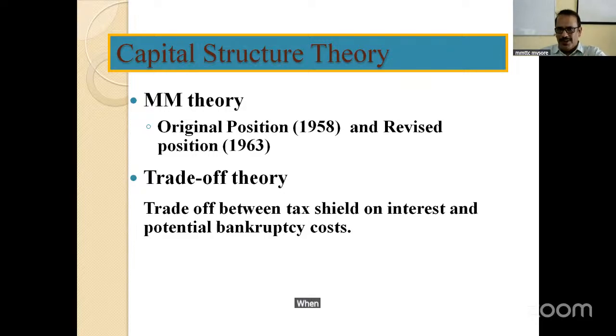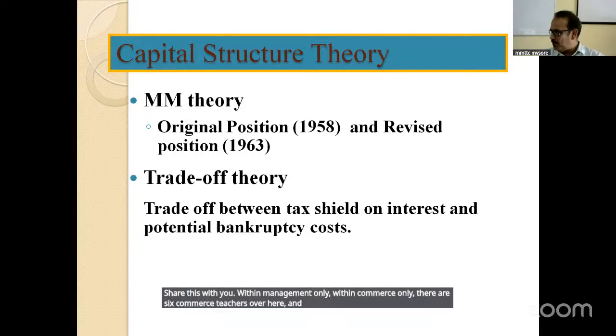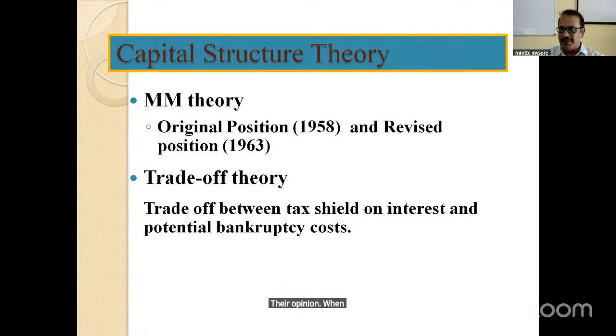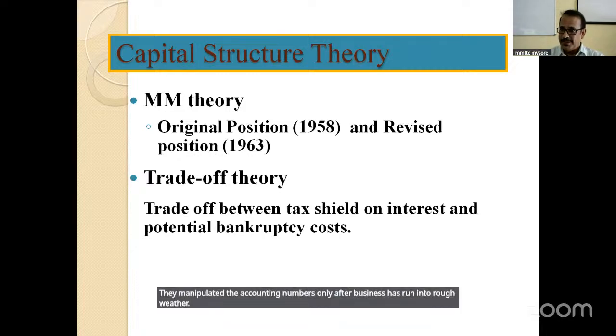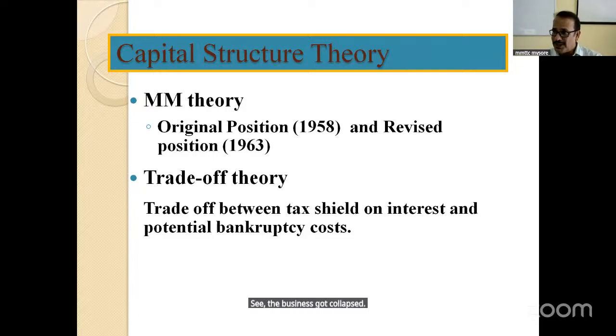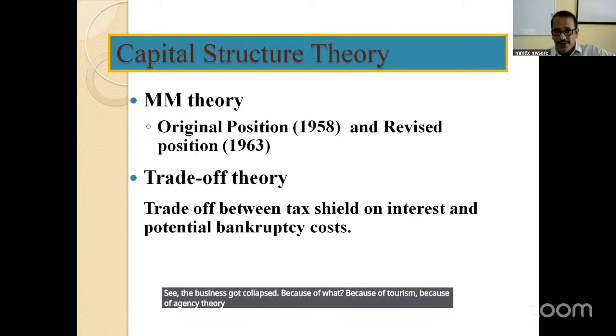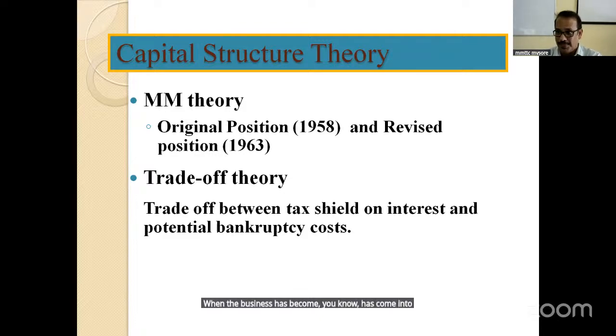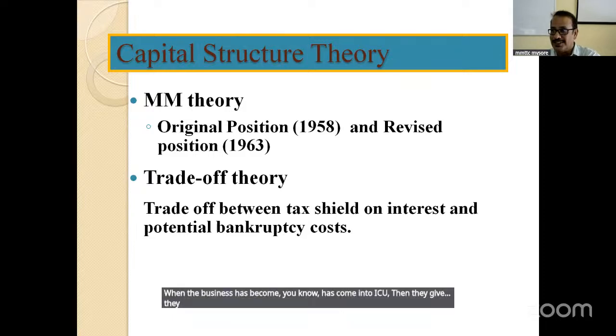Let me share this with you. Within management, within commerce, there are six commerce teachers over here, and I'll be really happy to know their opinion. When such things happen, it is touted as an accounting scandal because they manipulated all the accounting numbers. They manipulated the accounting numbers only after the business had run into rough weather. See, the business collapsed because of what? Because of two reasons: agency theory and information asymmetry theory. When the business came into the ICU, then they gave oxygen.